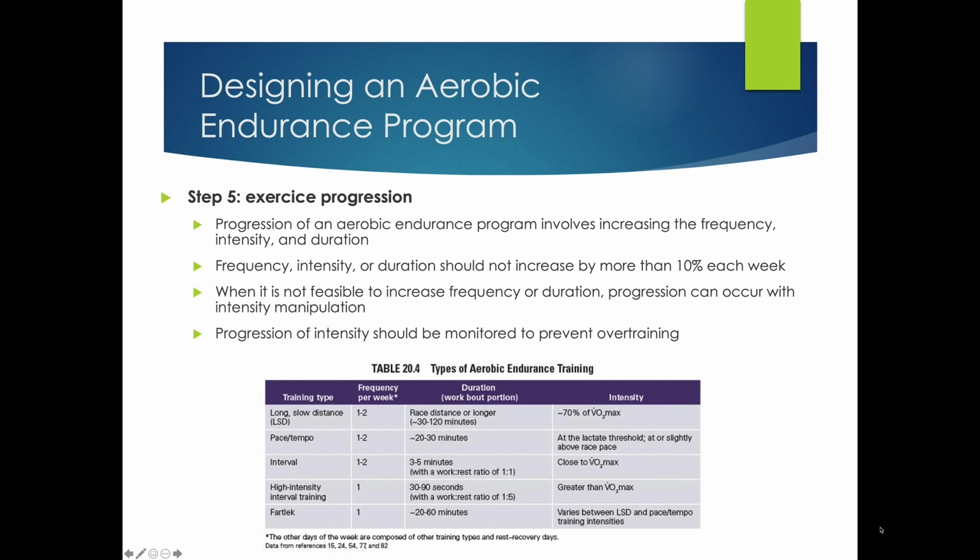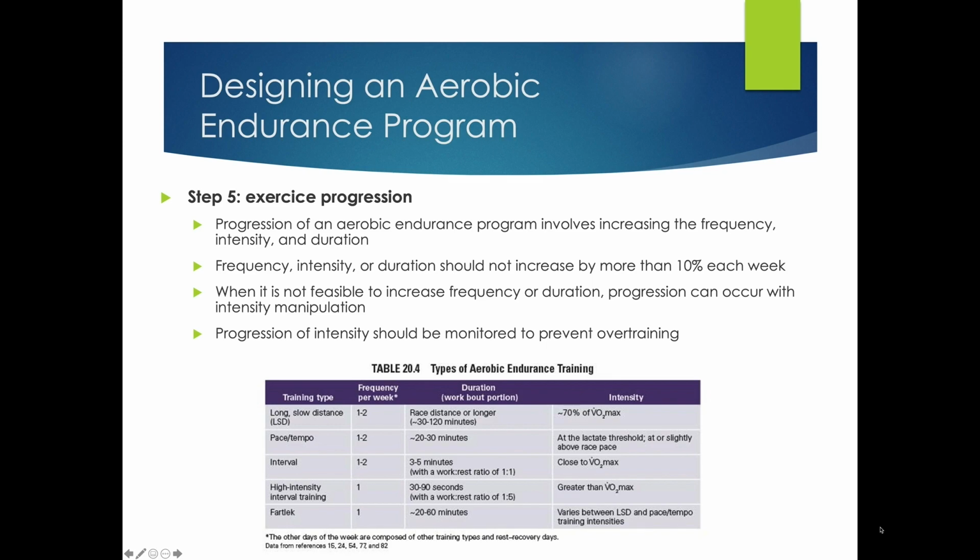So look at progression. It says progression of an aerobic endurance program involves increasing the frequency, intensity, and duration. It says it should not increase by more than 10% each week. When it's not feasible to increase frequency or duration, progression can occur with intensity manipulation. And once again, I've been saying this should be monitored to prevent overtraining.